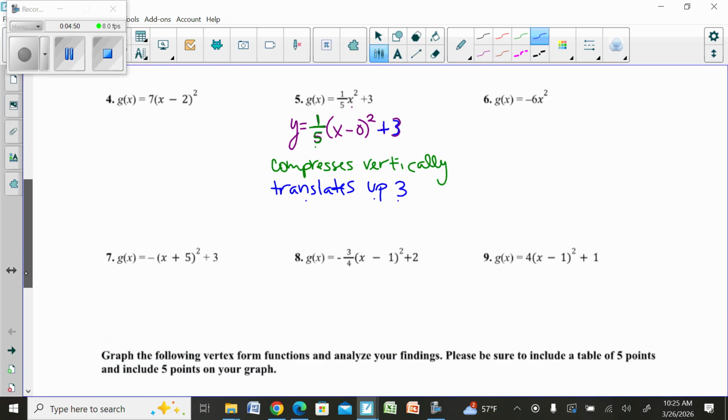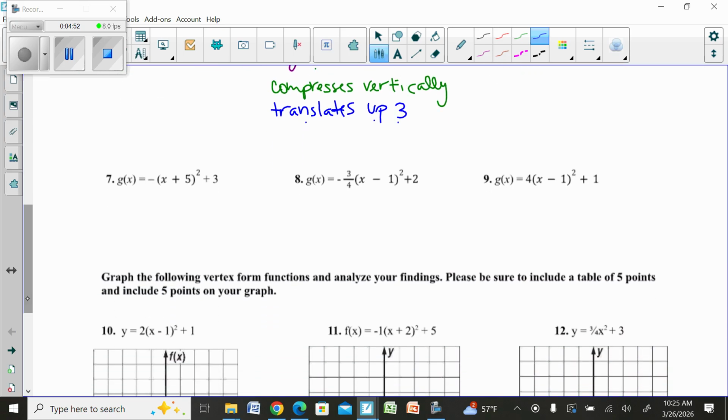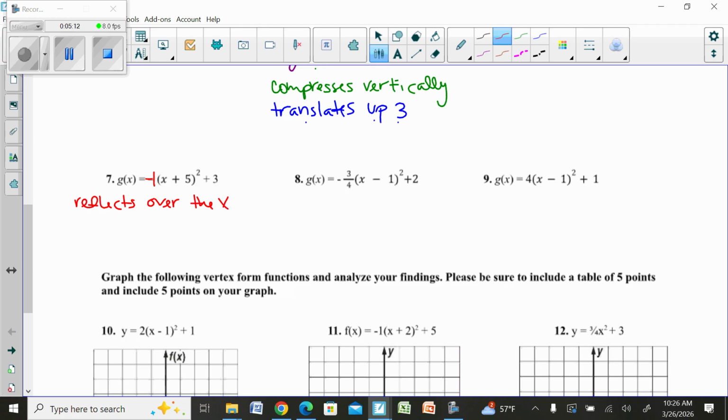Let's do number 7 here. Number 7 is everything, all of the above. Okay, so for number 7, that negative out in front, even though it's a negative, it's still a 1. So it didn't get wider, it didn't get narrower, but the negative is going to reflect it. Reflects over the x-axis. When you tell me the reflection, you got to tell me where, which way is it going? Right now, all you guys know is that it can go upside down. This is what means it's going to open down. So it reflects over the x-axis. The parent is facing up.